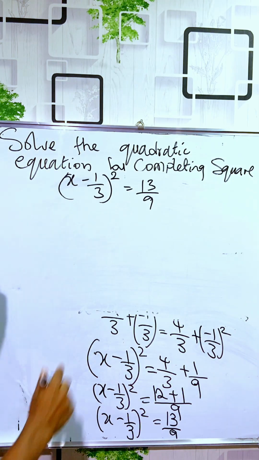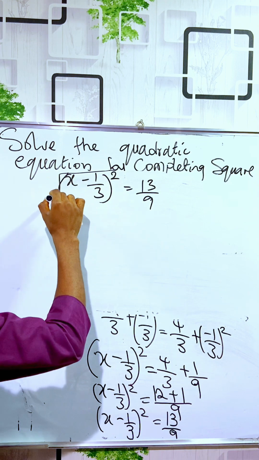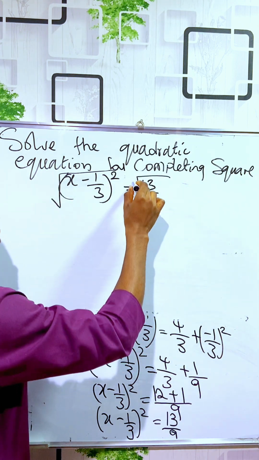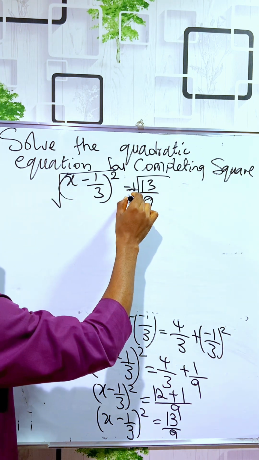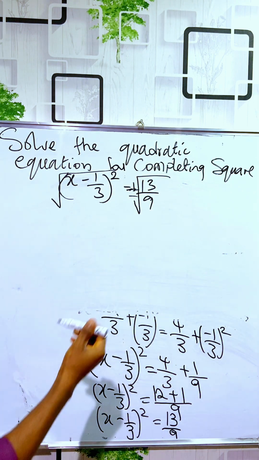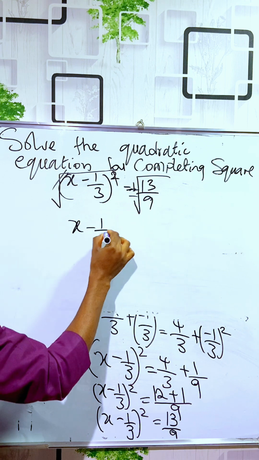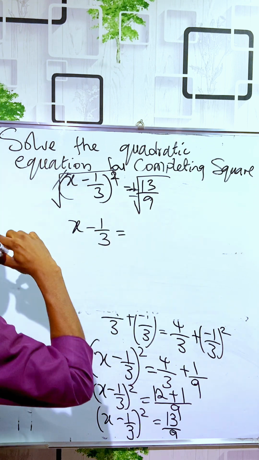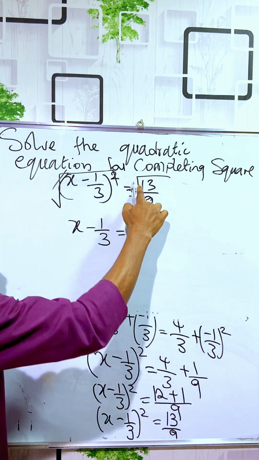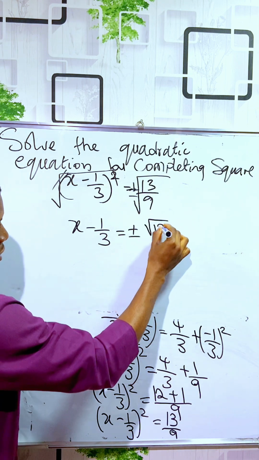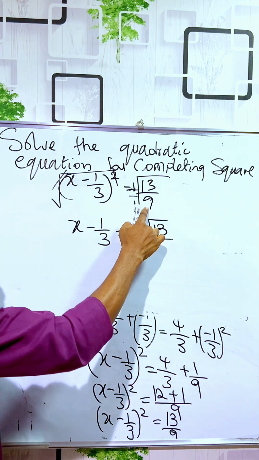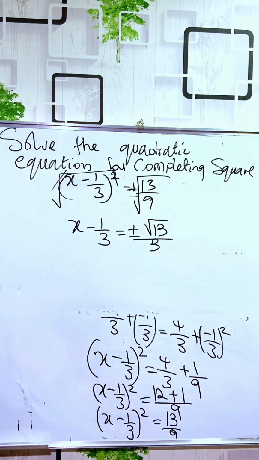Next step we take is to take the square root of both sides. If you take the square root of both sides, it gives a positive and negative solution of x. Then this square root will remove this square. x minus 1 over 3 should be equal to plus or minus the square root of 13, which is root 13, divided by the square root of 9, which is 3.